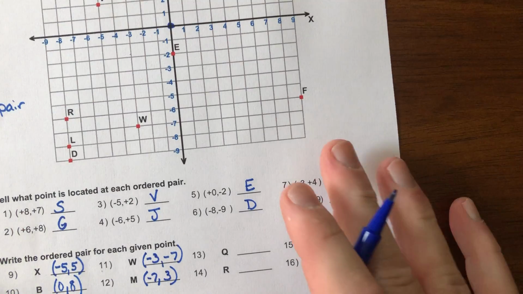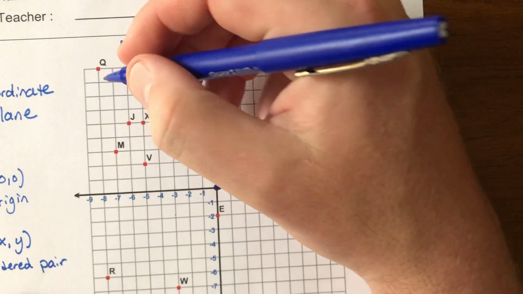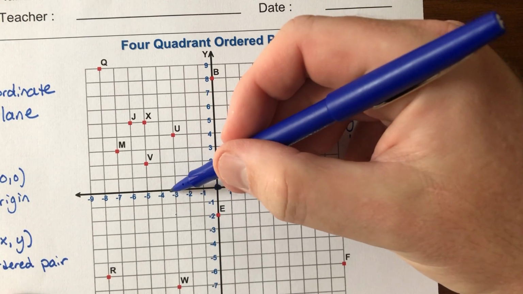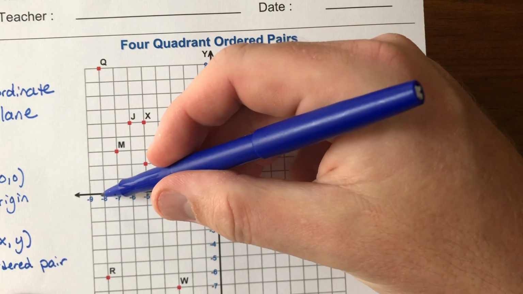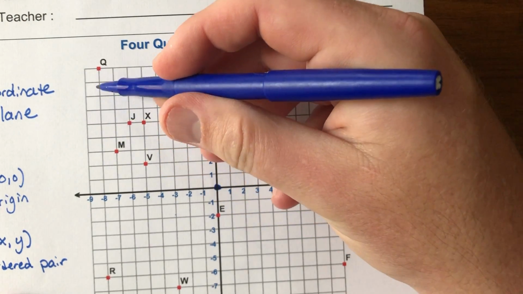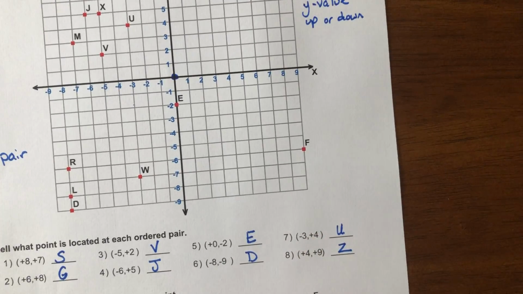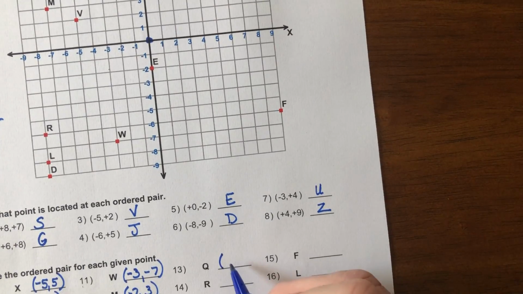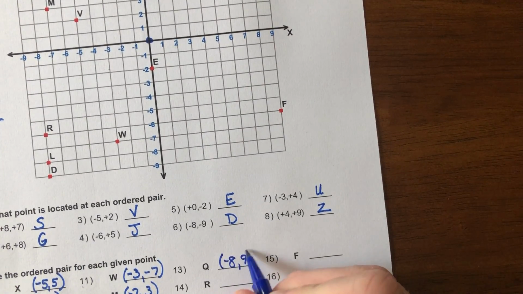Next letter is Q, which is way up here. So I have to go over 1, 2, 3, 4, 5, 6, 7, 8, and then up 1, 2, 3, 4, 5, 6, 7, 8, 9. So left 8, up 9, so that's going to be -8, +9.